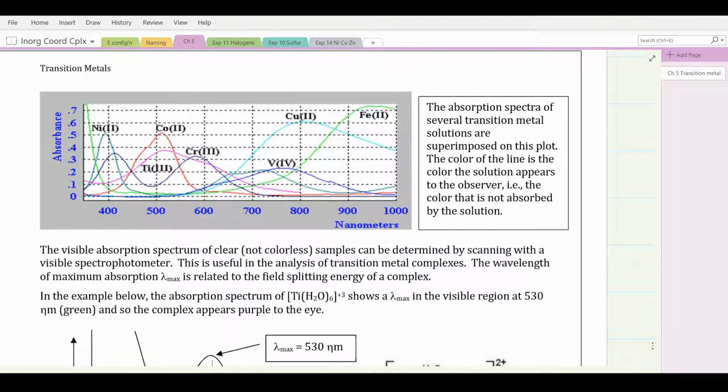So here on page 188 we see the absorption spectra of 7 different transition metal cations. They're superimposed. Now the color that you see is the color that would appear to the observer. These would be the complementary colors. And notice that they absorb at many different wavelengths, but the maximum wavelength of absorption is indicated by the highest point, and that's the wavelength that is most strongly absorbed by that particular ion.